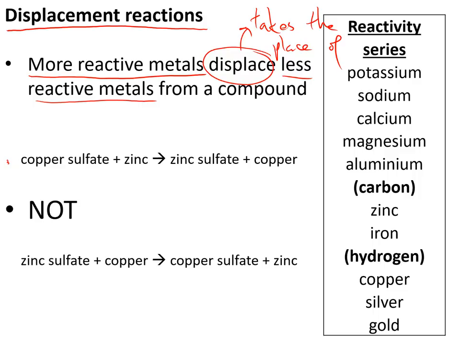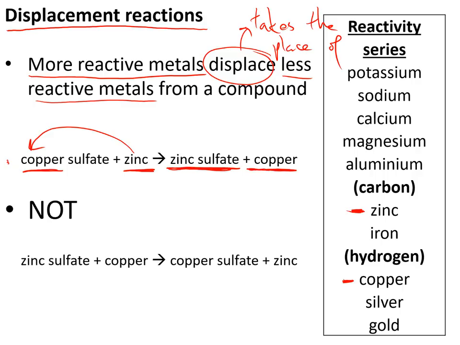And the reason this works is because if we look at zinc, zinc is here in the reactivity series, and copper is here in the reactivity series. So zinc is a more reactive metal than copper. So zinc, because it's more reactive, can displace the copper. We can boot the copper out of the copper sulfate to make zinc sulfate, and leave poor old copper metal on its own.